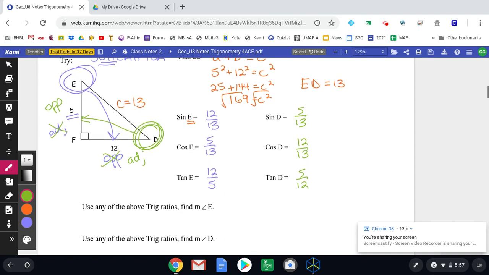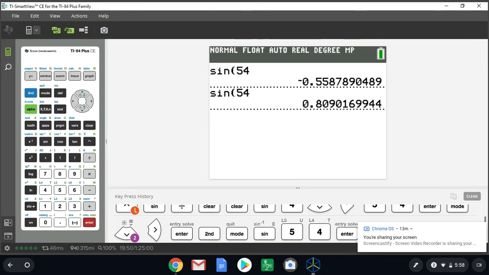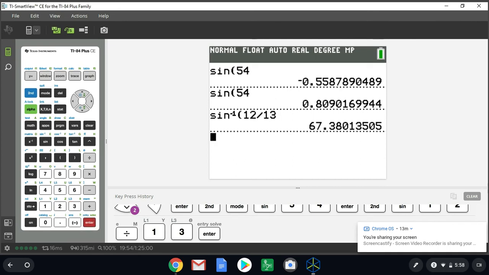Now, if I want to find the angle E, I'm going to go into my calculator and do second sine 12 divided by 13. Okay, so in the calculator, second sine 12 over 13. And there we go. It's about 67.4 degrees or so. Now, this will work for any one of those ratios. It doesn't have to just be for sine.